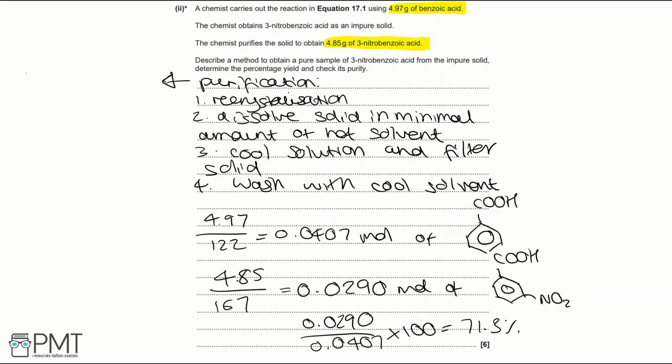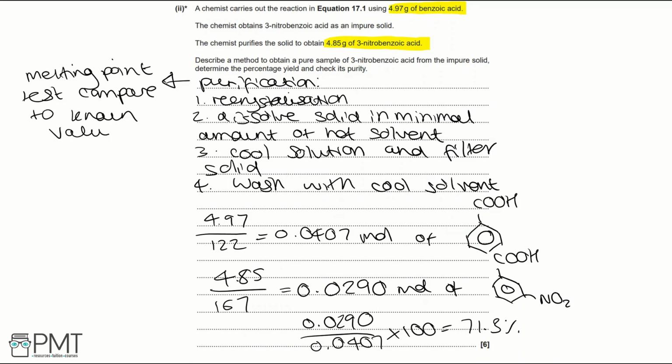A melting point test will give you a result, and to check the purity of your result, you can then compare your results to known values which you can simply search on the internet, and that will give you an indication of how pure your sample is. As this is a level response question, you get marks for detail, the correct percentage yield, and checking purity.